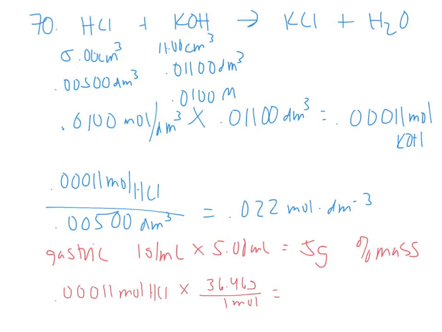And when I do that, I come up with 0.00401 grams of HCl, not moles. And so now if I want to set up percent by mass, I could take that 0.00410 grams, divide by the total of 5, and multiply by 100%.